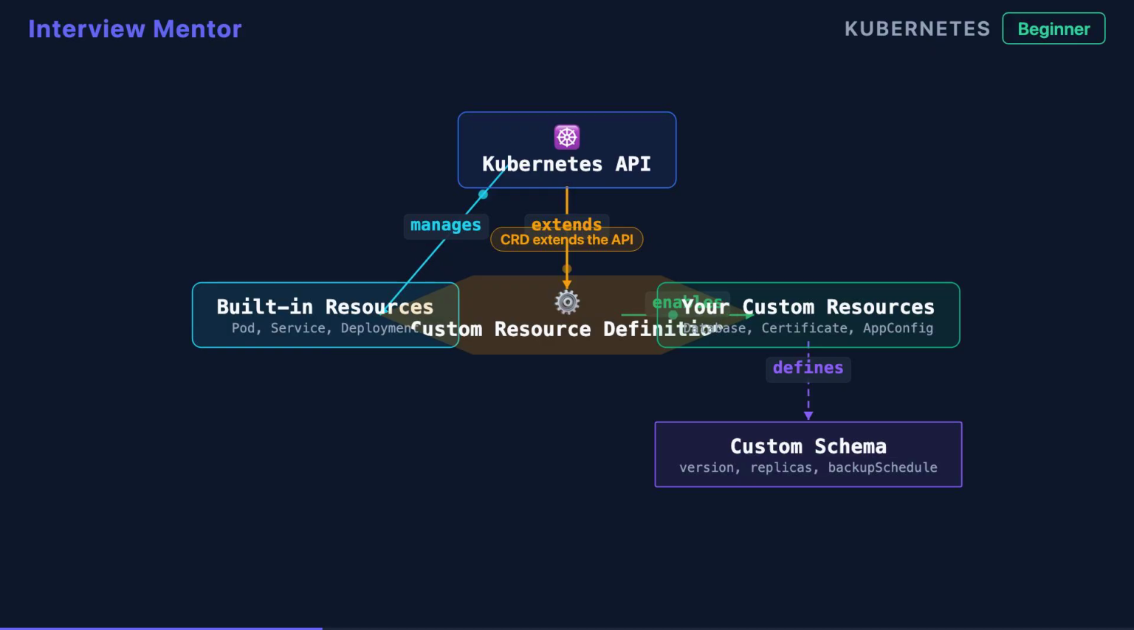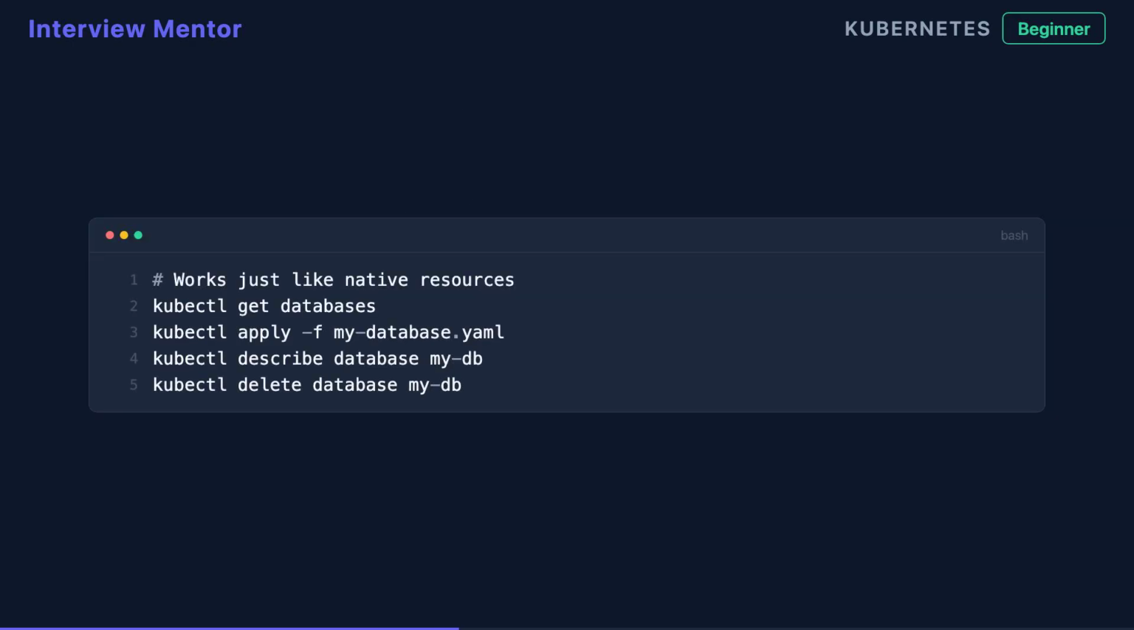For example, instead of just managing pods, you could define a database resource type with its own properties like version, replicas, and backup schedules. This makes Kubernetes aware of your custom objects and lets you interact with them just like any native resource. The best part?